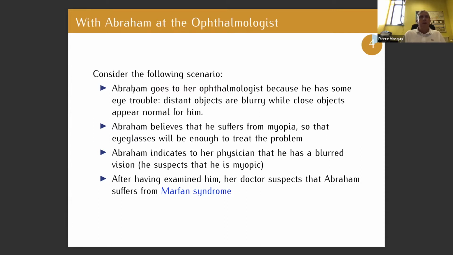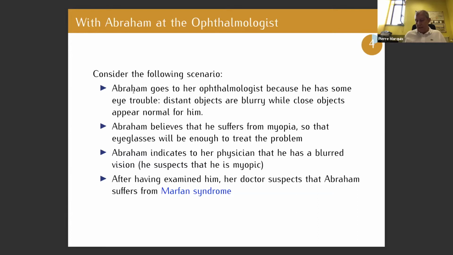Okay, so Abraham has some explanation for that. He believes that he suffers from myopia, so that eyeglasses will be enough to treat the problem. But anyway, he goes to the doctor, and of course, he indicates to the physician that he has blurred vision. But the doctor actually suspects another disease. She suspects that Abraham suffers from what is known as Marfan syndrome.